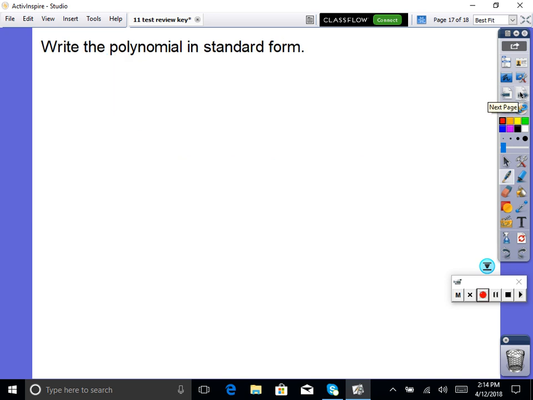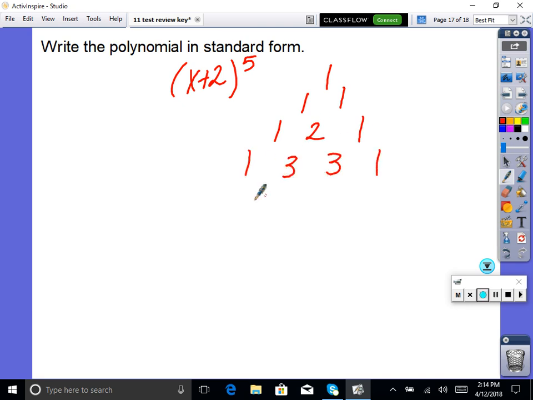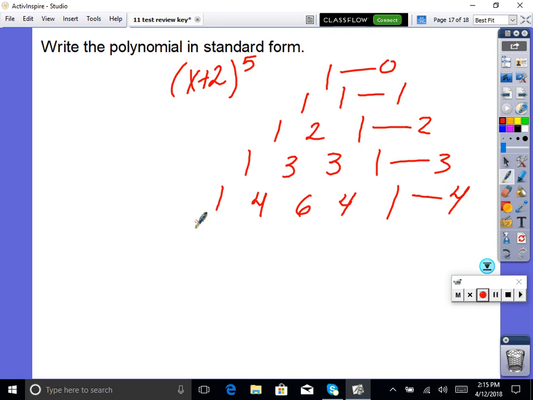Write a polynomial in standard form. So you'll have to know Pascal's triangle, and on the test you'll be asked to write a polynomial in standard form that looks something like this, for example, x plus 2 to the 5th. So remember, you would go down on Pascal's triangle. This is degree 0, 1, 2, 3, 4. So I've got to keep going.